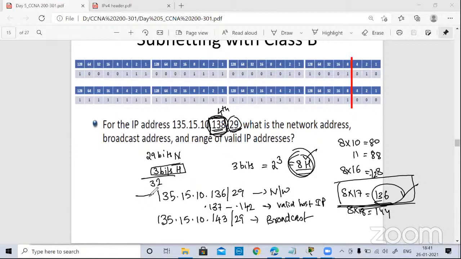So the range network address will start from 136, and since there were 8 hosts, I have to just add 7 because 136 is inclusive of that. Or simply I can go in that manner also, since the next subnet starts at 144, the last address, the second last broadcast, should be 143. So this becomes my host address, and the network address becomes .136, and the broadcast address becomes .143.